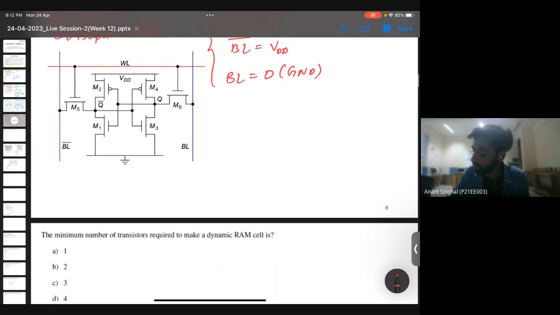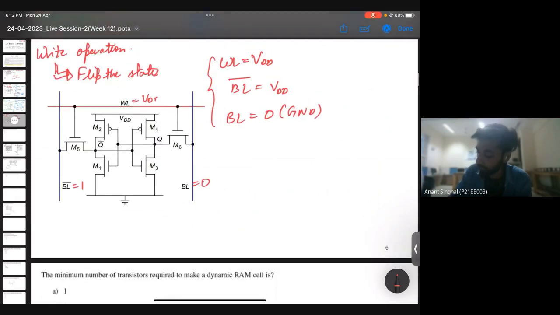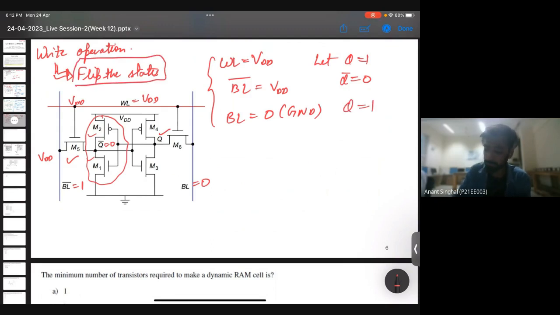As you can see, if I make this bit line 0, and this will be 1, and we always have this as VDD. Once this is VDD and this is VDD, this M5 will get turned on, and we'll have access to this transistor, which is the inverter of M1 and M2. Again, we can suppose that Q is 1 and Q bar is 0. Since we have a Q bar as 0, this inverter will give the output as 1. So this is how we are flipping the states.